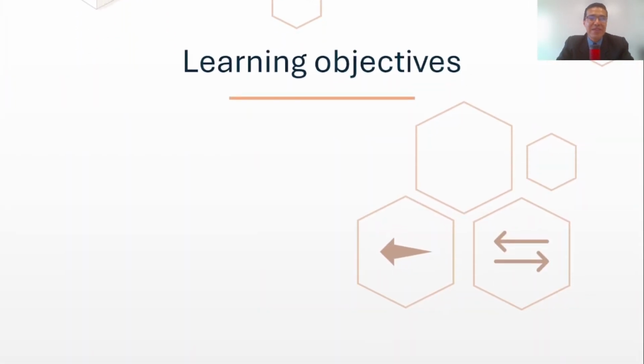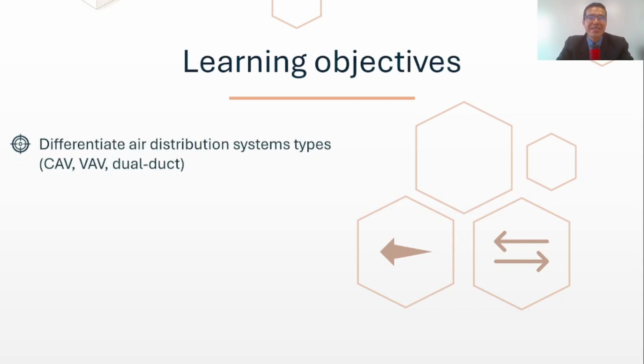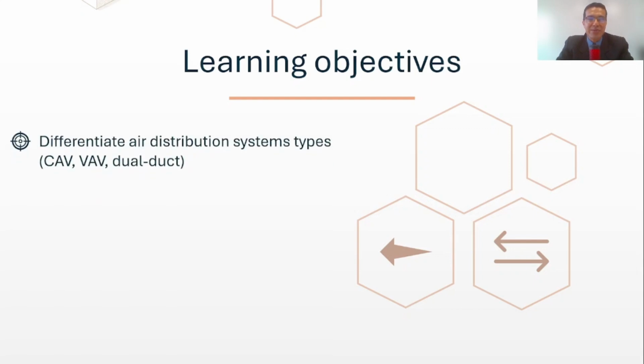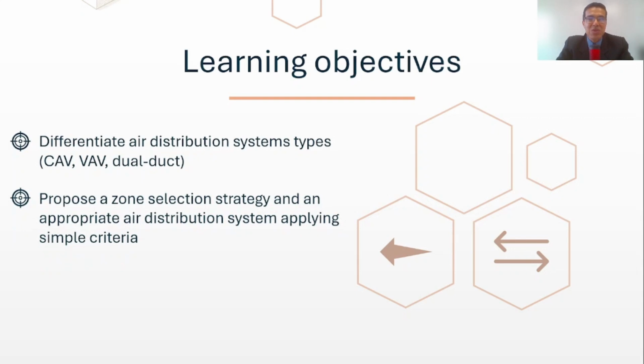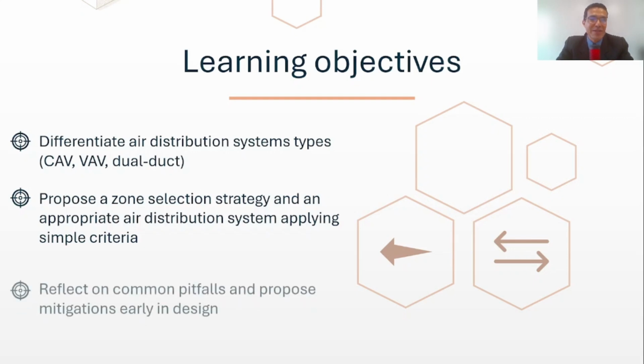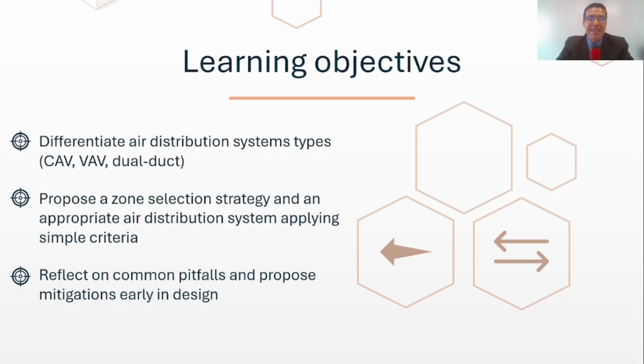By the end of this video, you should clearly distinguish the main air distribution system types. You should be able to propose a sound definition strategy and select an appropriate air distribution system applying simple criteria. And you should recall the key trade-offs that influence early decisions in design.